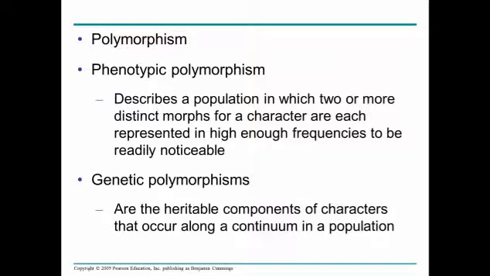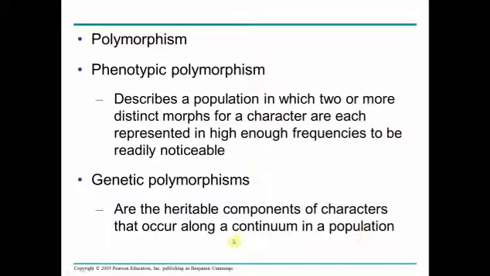So phenotypic polymorphism is a population where you have 2 or more distinct morphs, and they're in high enough frequencies that they're noticeable. So this is pretty typical. Phenotypic polymorphism is quite common. You have more than one morph for a character or a trait that's noticeable. Genetic polymorphisms are essentially the same thing, where the heritable components of the characters vary along a continuum in a population. So here, this is why you see we described discrete and quantitative characters.